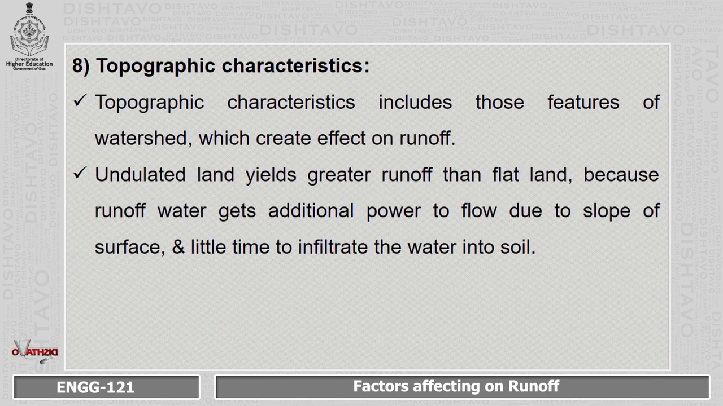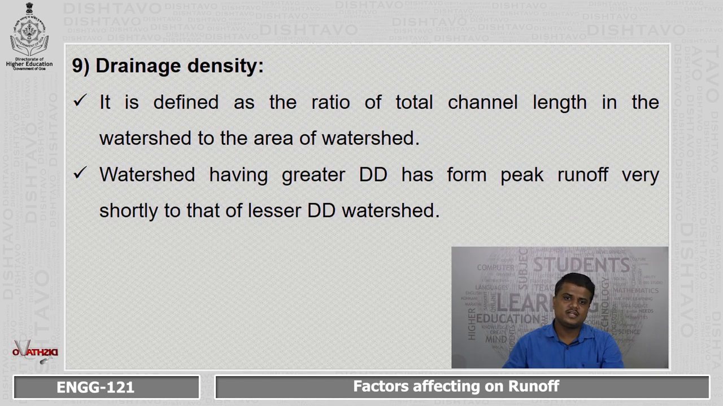Second last factor is the topographic characteristics. Topographic characteristics means the slope of the land. So undulating lands give greater or more runoff than flat lands because they give additional power to flow that water. Last factor is the drainage density.